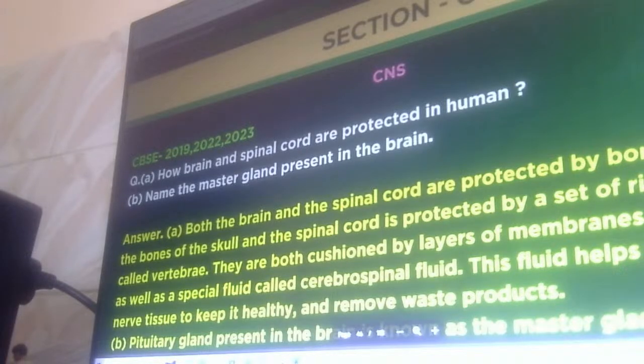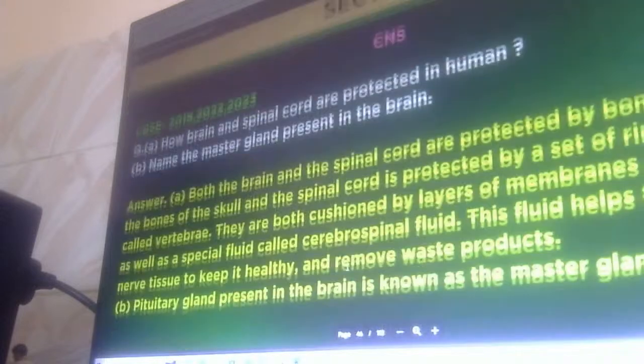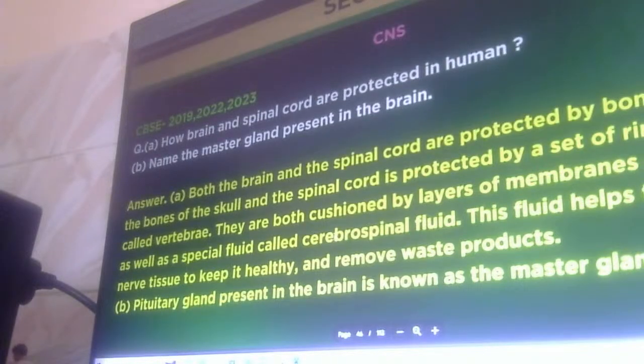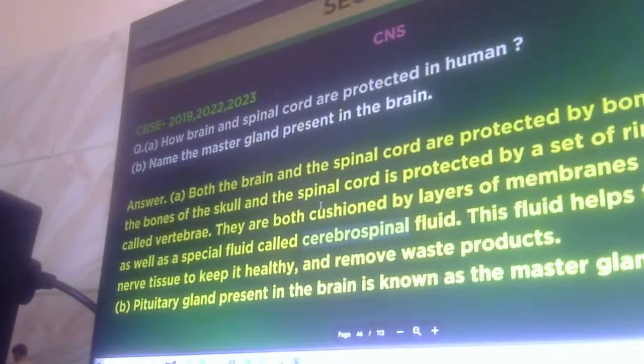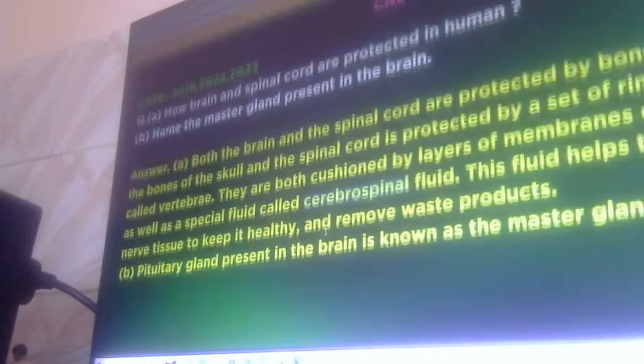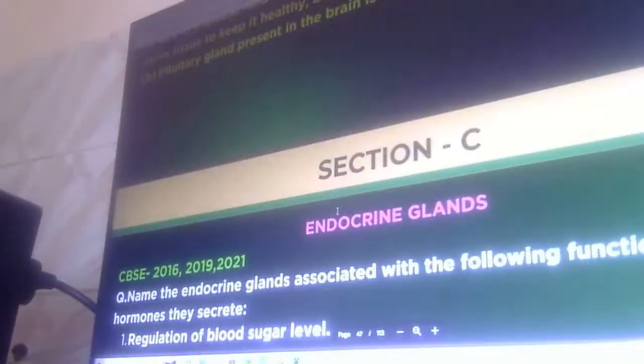I don't know this word. It's not there in our textbook. Cerebrospinal fluid. What is cerebrospinal fluid? It is in the brain and spine, so you can write this for both. Cerebrospinal fluid.